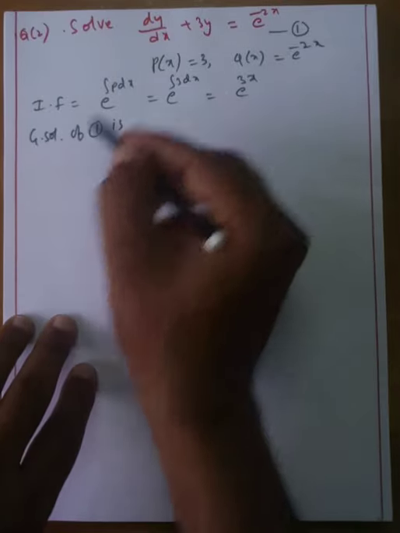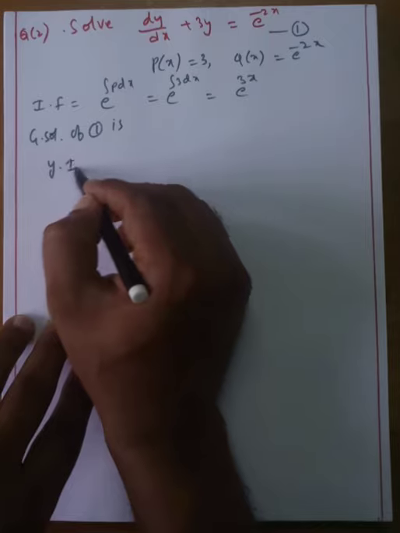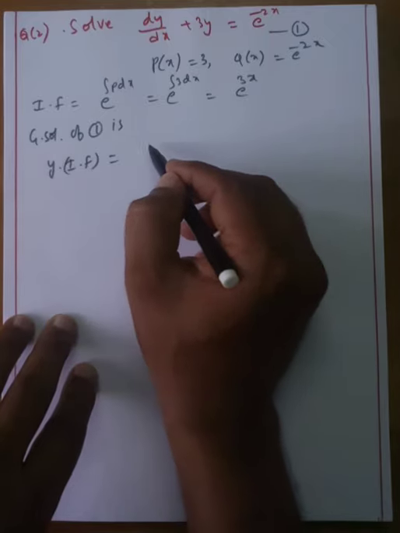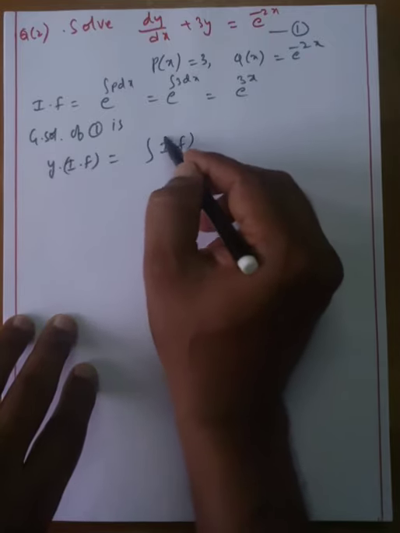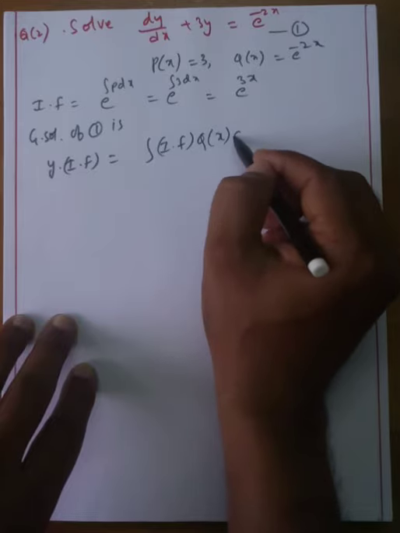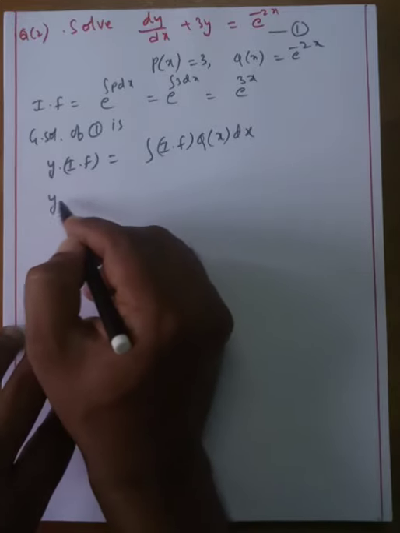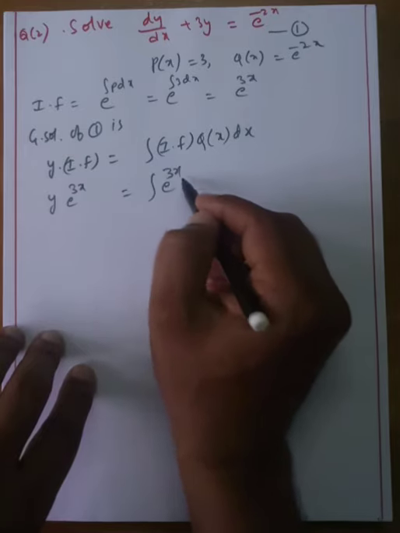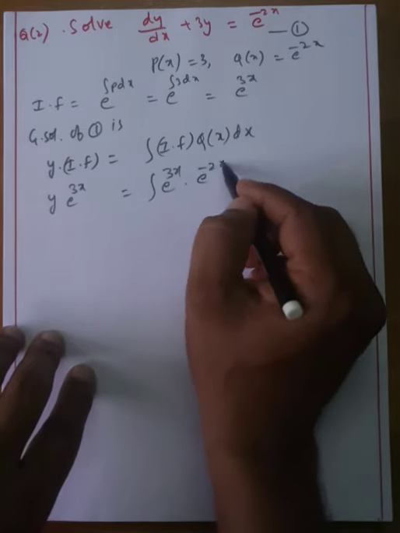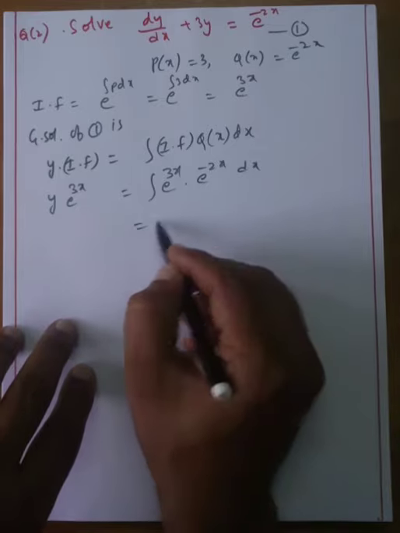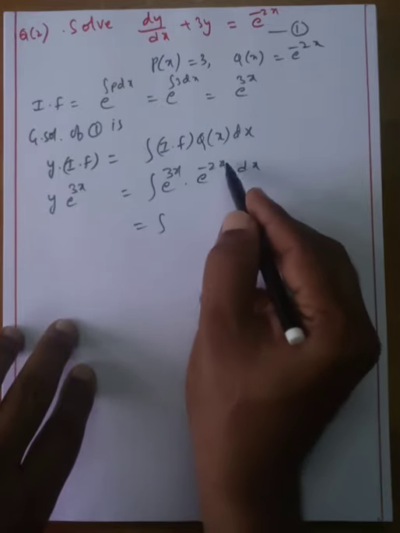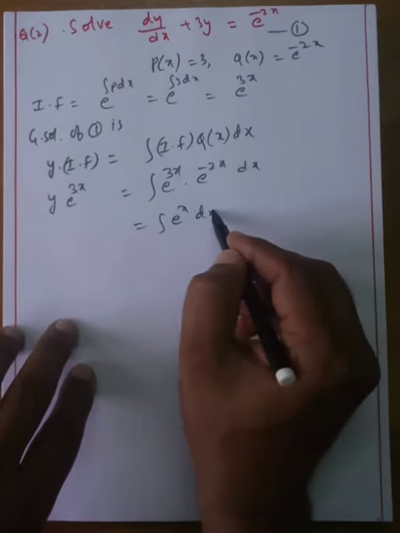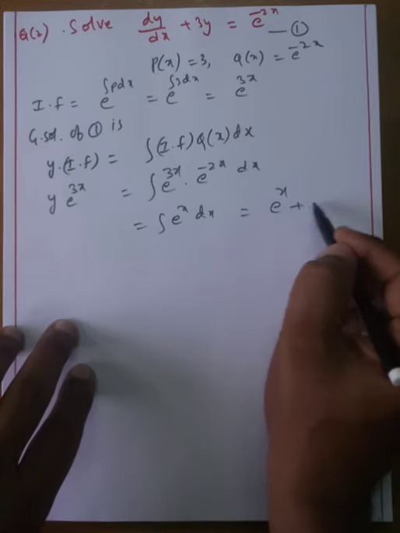Y into the integrating factor is equal to the integrating factor into u of x dx. I hope that you understood. Y into e power 3x equals e power 3x into e power minus 2x into dx. Bases are equal, so powers must be added: 3x minus 2x means x. So the integral of e power x dx is e power x plus c.